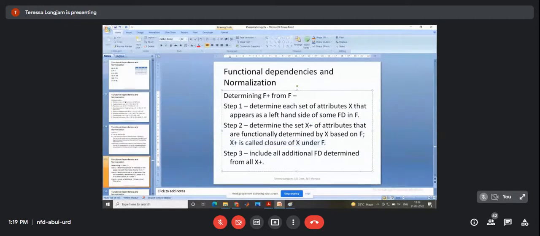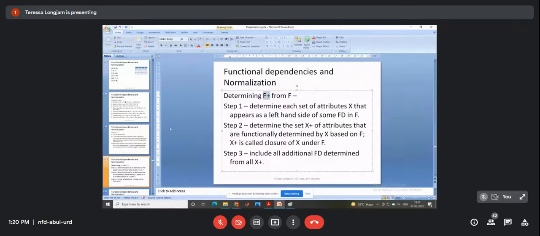And at last we will include all additional functional dependencies determined from all X plus. After getting X plus, we will have something, and I will tell you what that will be. By using the solution of X plus, we will determine the additional functional dependencies. Those additional functional dependencies union F will become your F plus.